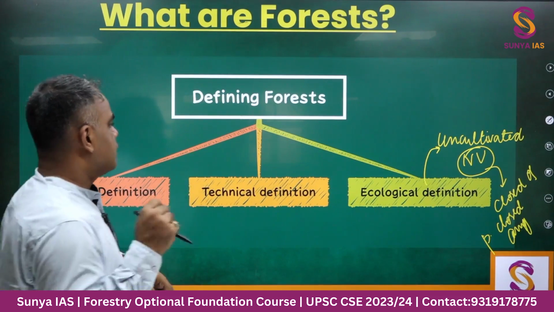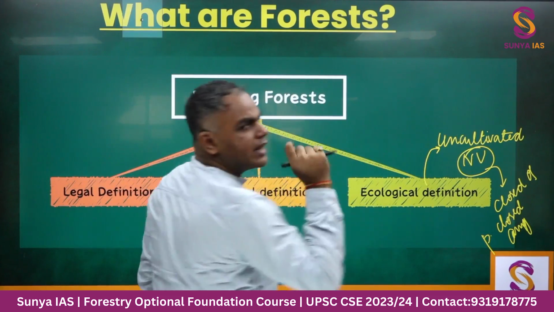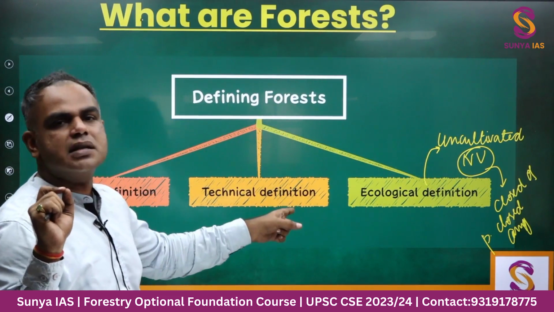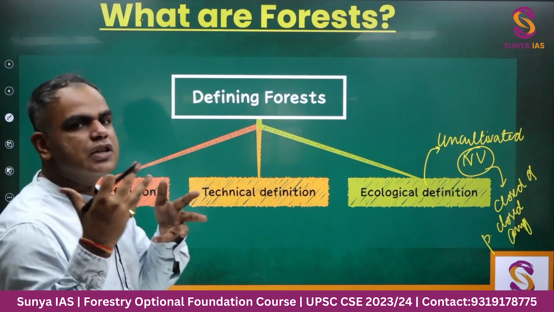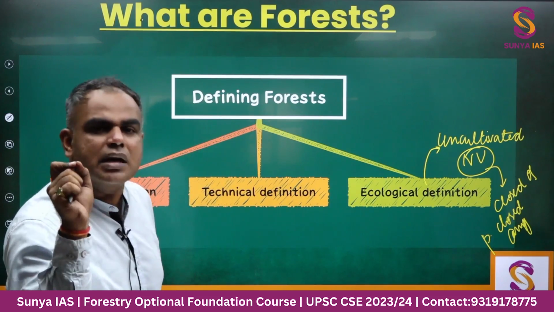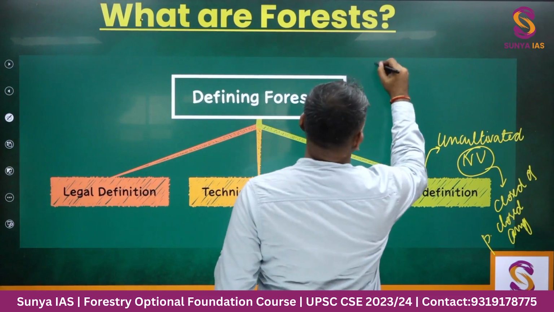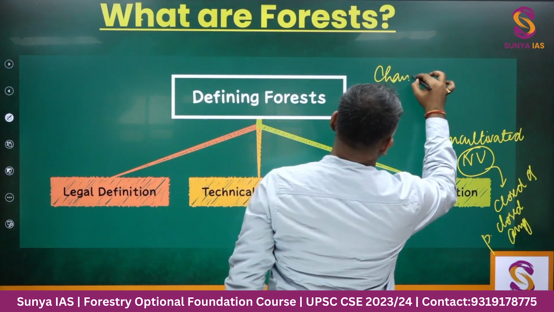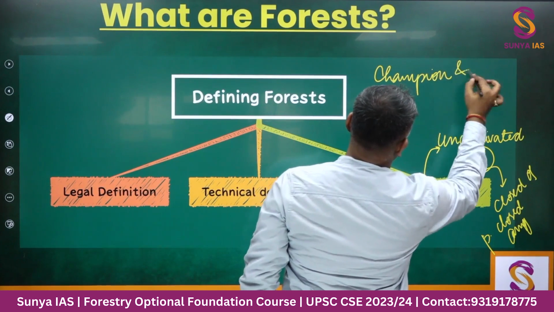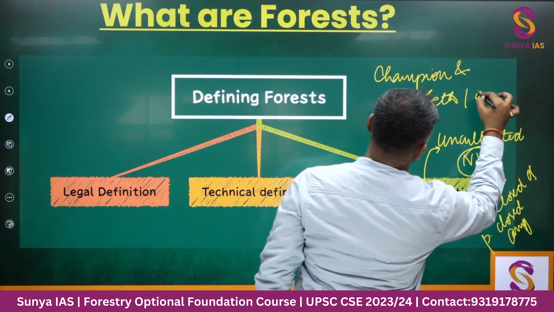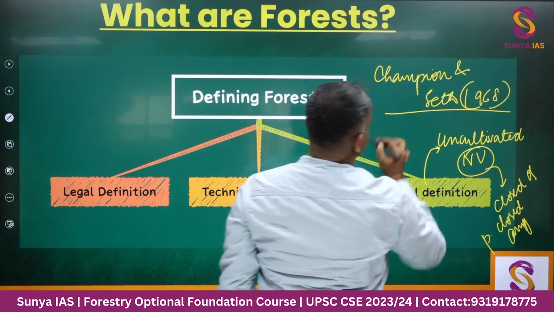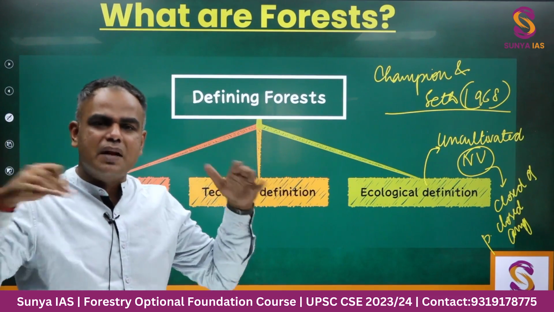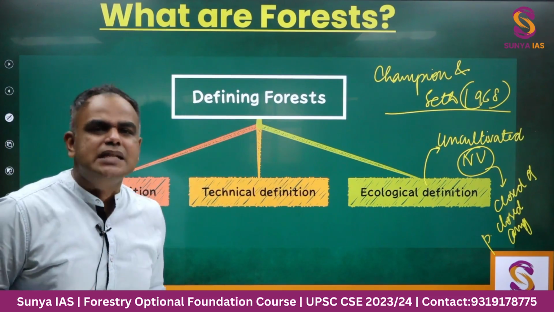Fine. And again here in your margins write down Champion and Seth classification. When I discuss the classification of forest, in the ecological classification we will read about it. The Champion and Seth 1968 classification basically divided forest into five broad groups, and within that there are other groups. So a total of 16 sets of forests.